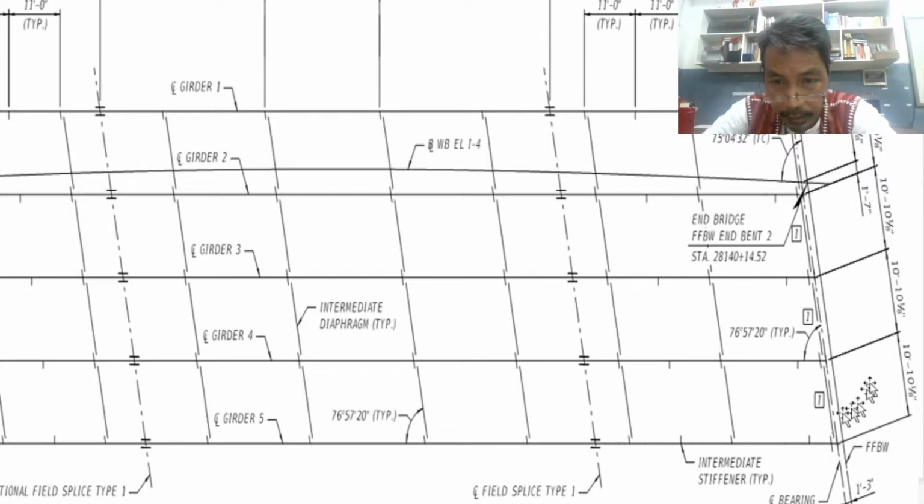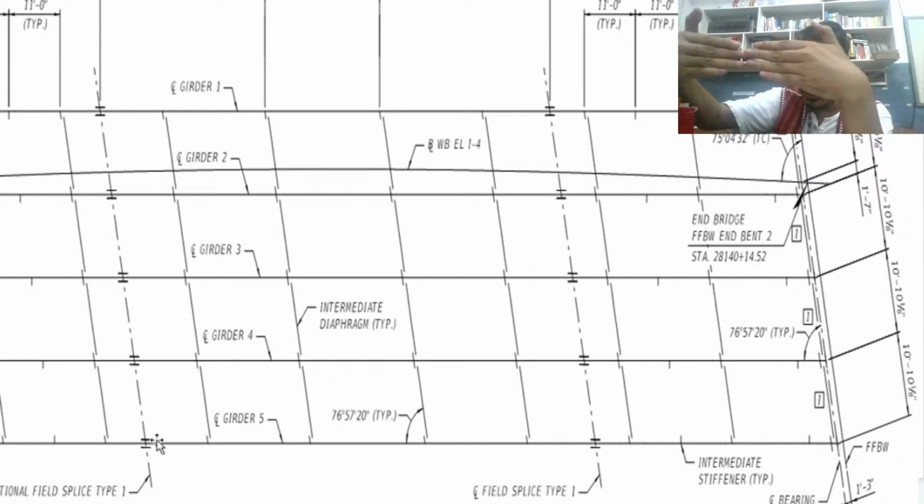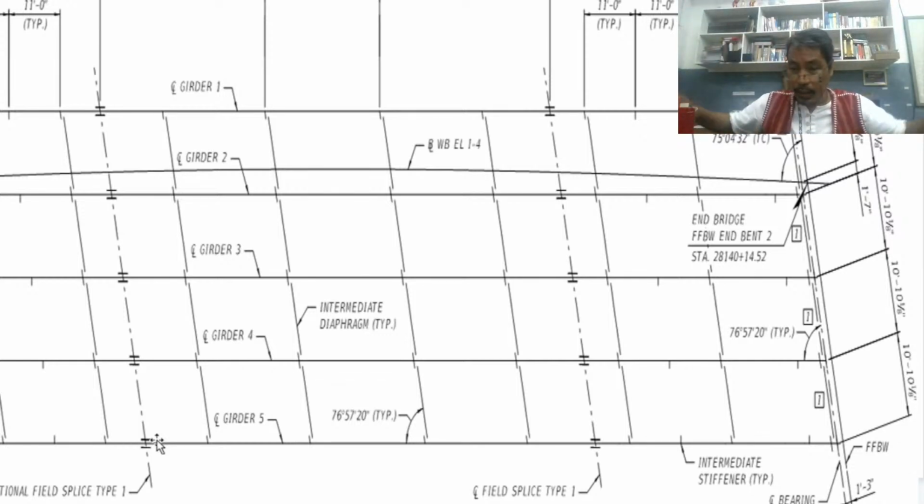Next, what else can we see? Field splice type 1. Okay. Field splice. So these are the splicing. So there is a beam, a W-type girder, and we have to splice it, meaning we have to connect it to the next unit of beam, because we need a longer bridge.